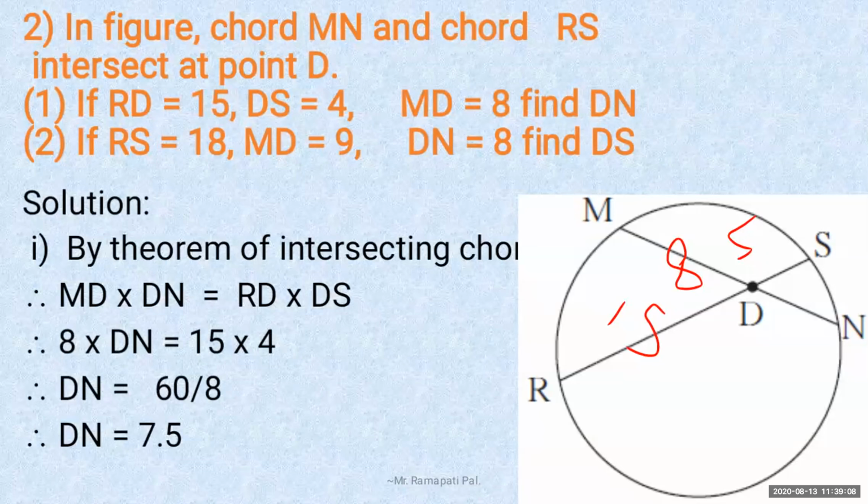Now we'll see the second part. In the same type of question, RS, the second chord, is given as 18. MD is given as 9 and DN is given as 8. So we will see the second part of this question. Here I am showing the diagram again so that you understand.